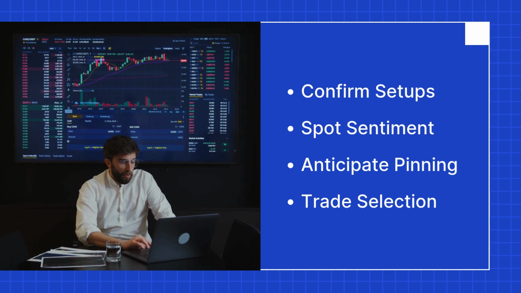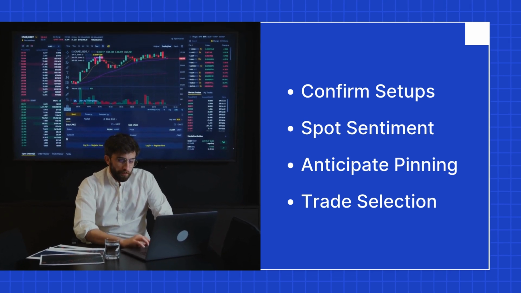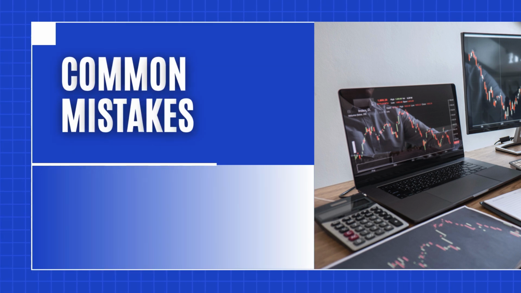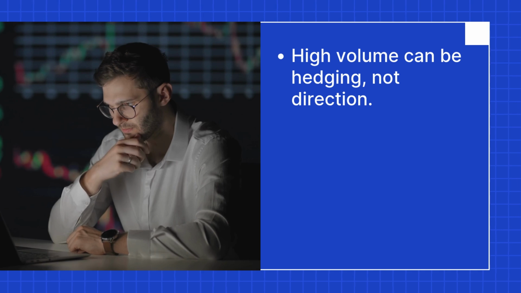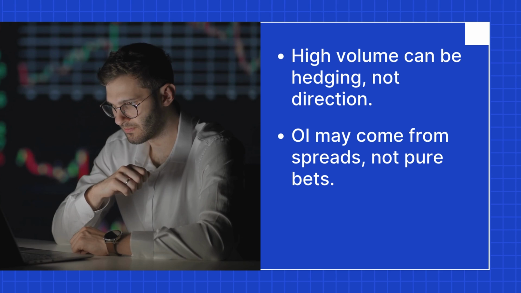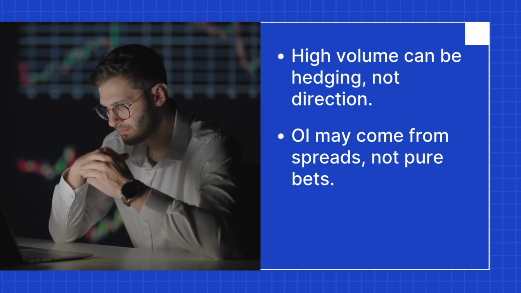Reading a chain isn't just about choosing a strike. It's about seeing the battlefield before you step in. Common mistakes. A quick warning. Don't confuse activity with conviction. High volume might just be a hedge, not a directional bet. Open interest can build from spreads, not single-side exposure.